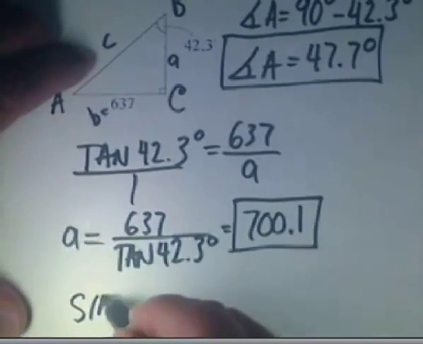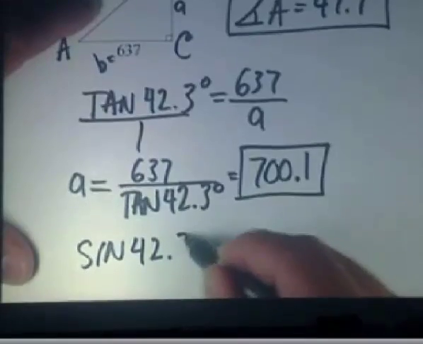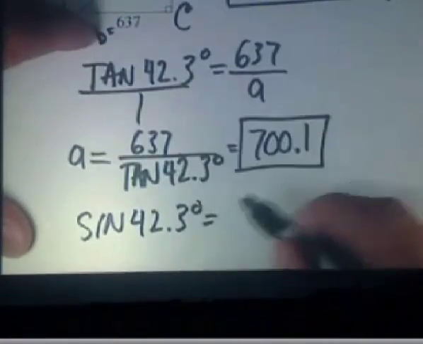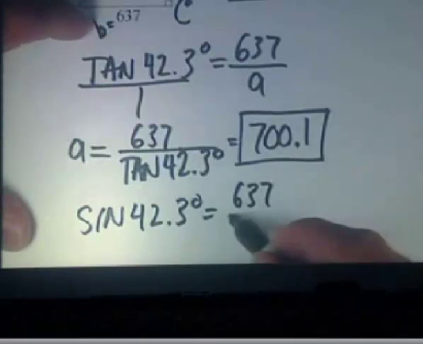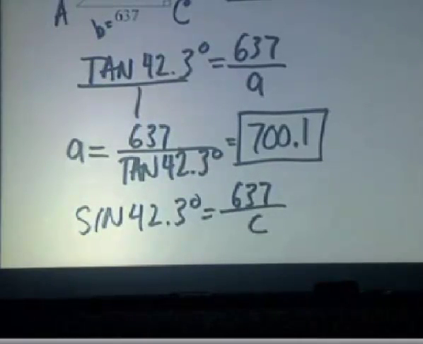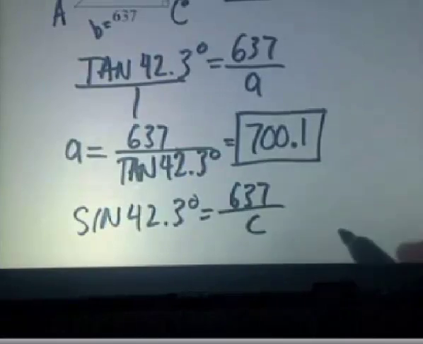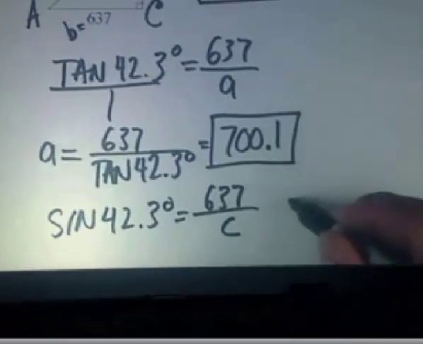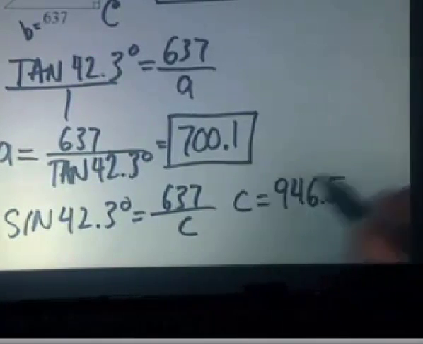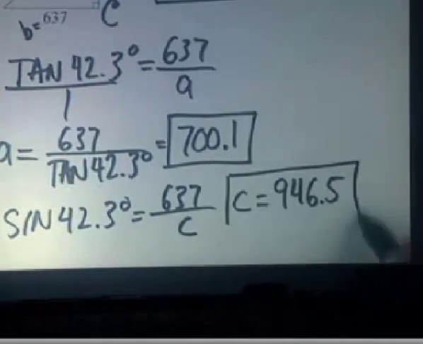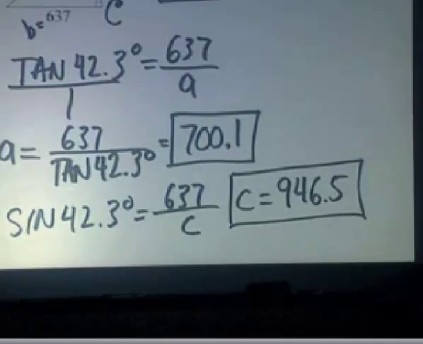We'll then take the sine of 42.3 degrees. That is equal to the opposite, which is 637, all over C. Now, if we cross multiply and solve for C, and you can do this on your own, we will come up with a C value of 946.5. And once again, that is the length of our hypotenuse rounded off to the nearest tenth of a unit.